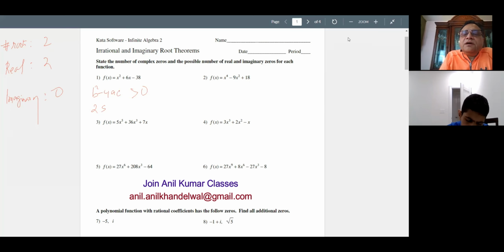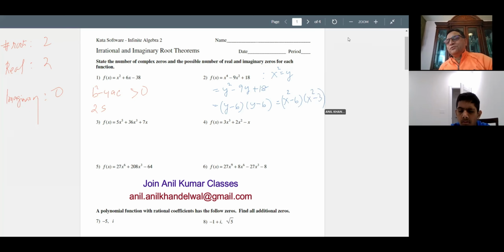I will suggest, substitute x squared equals y. Then you get a quadratic equation, right? y squared minus 9y plus 18. You can factor this. So 6 and 3. So y minus 6 times y minus 3. And y is x squared. So you could write this as x squared minus 6 times x squared minus 3.